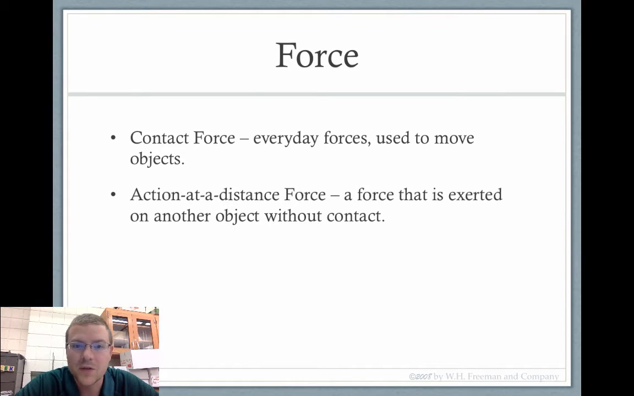A couple forces we can deal with. We can deal with contact forces. Those are forces that you know of every single day that we use to move objects. Or there could be forces we call action at a distance forces, where the force on one object interacts with the other object without any contact. So we'll go through a couple examples of what that means.